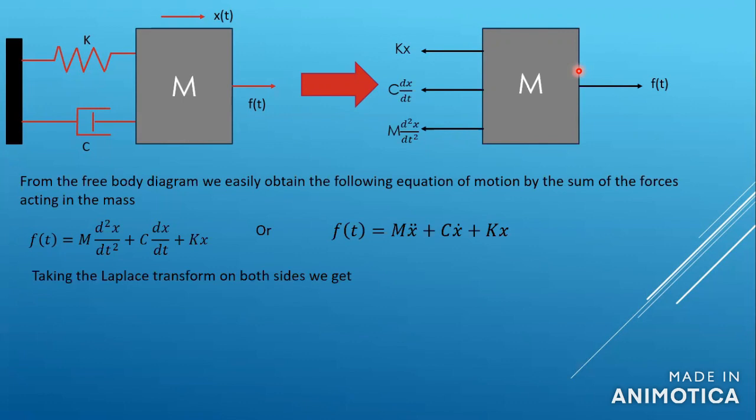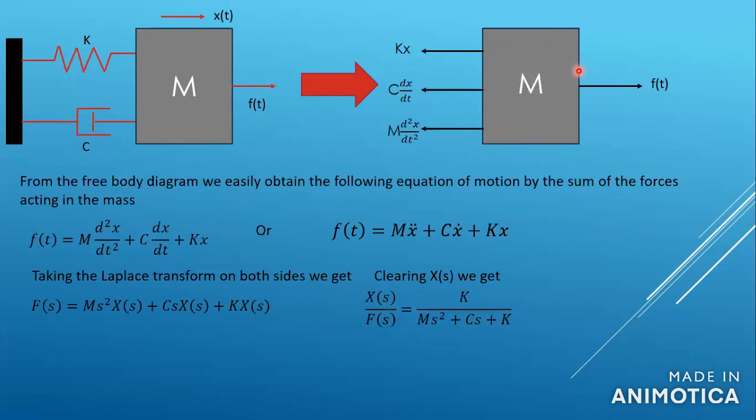k x. Now, taking the Laplace transform on both sides, we get that F(s) is equal to m s squared X(s) plus c s X(s) plus k X(s). Now, clearing X(s), we get X(s) over F(s) equal to k over m s squared plus c s plus k. Why is there a k in the numerator? Because it's our input, so we put it in the numerator.